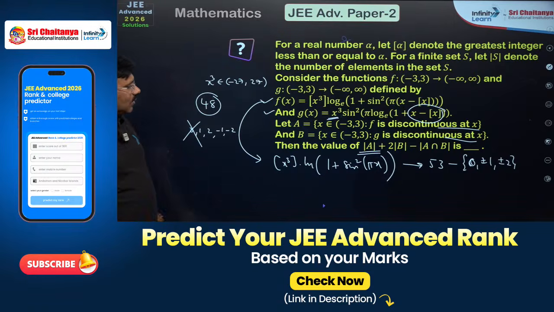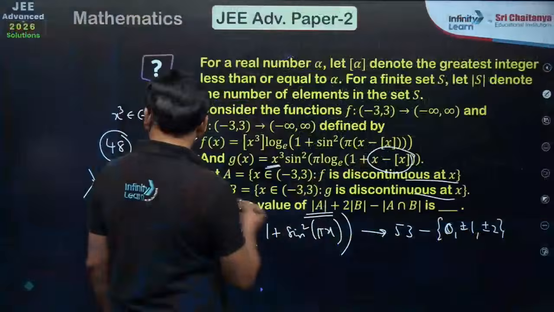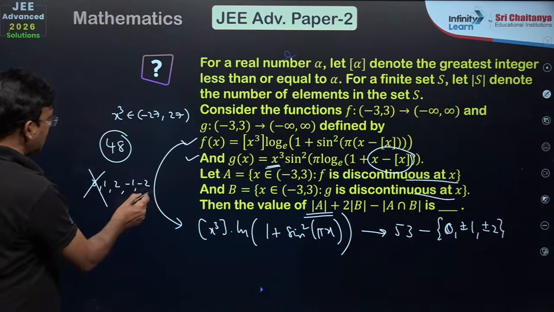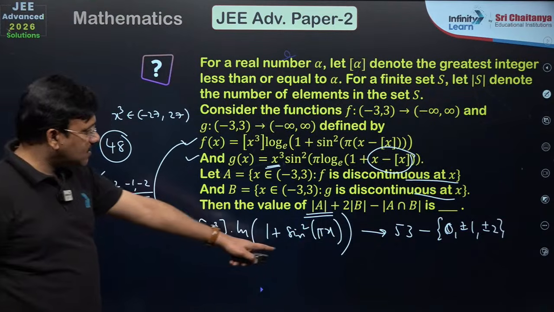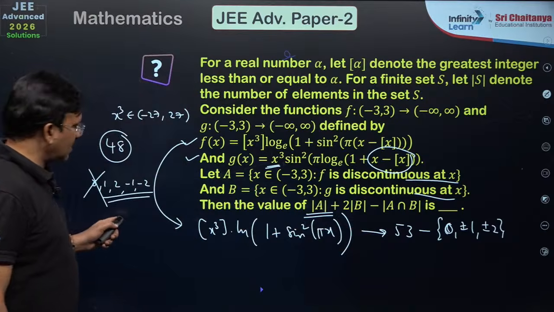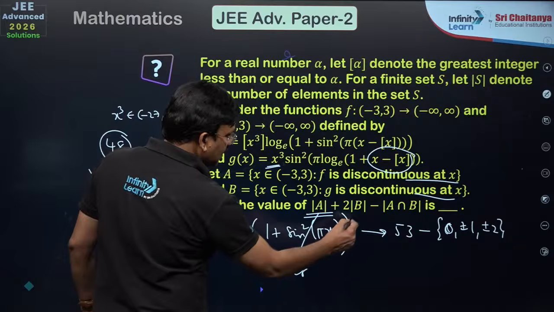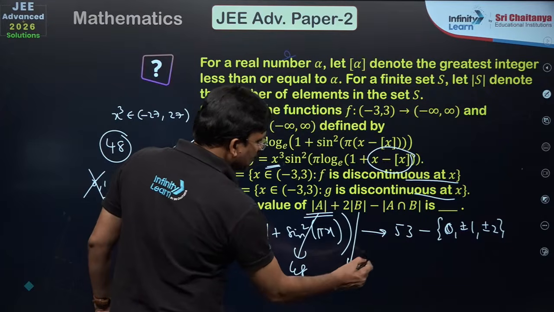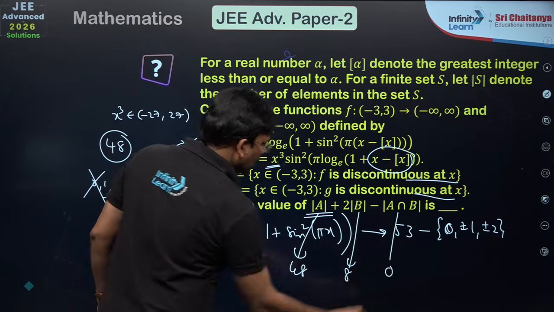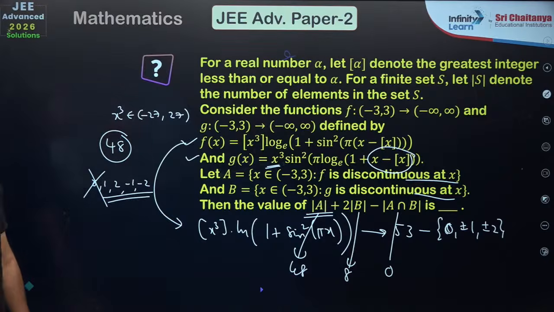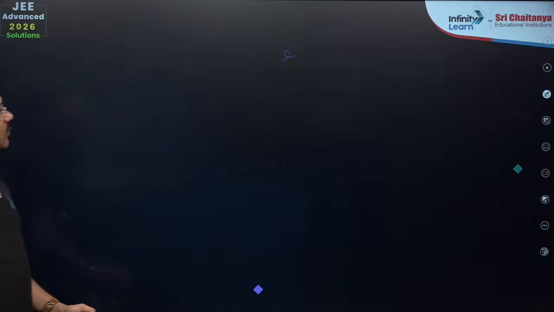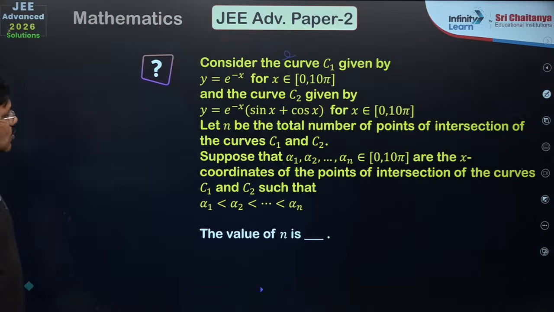If it is 4, here you will get, and 4, what are they? 1, 2, minus 1, minus 2, and A intersection B, 0, nothing is there. So this becomes 48, and this becomes 4 into 2, 8, and this is 0. 48 plus 8, 56 is the answer here. 56 is the answer. Clear? That's it. So next, this question.